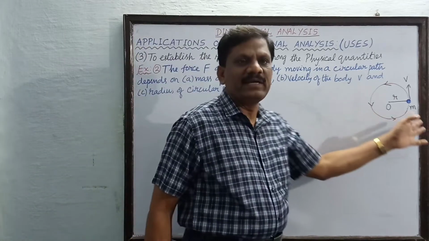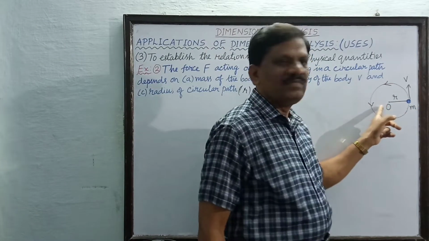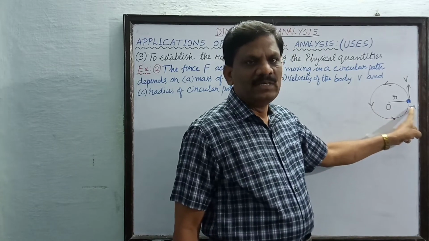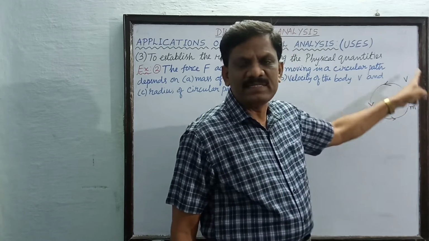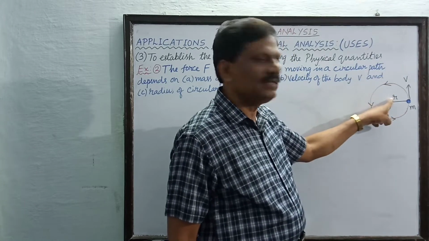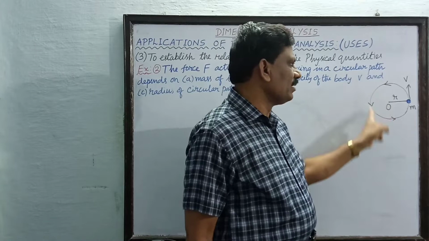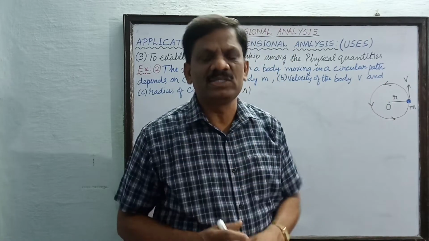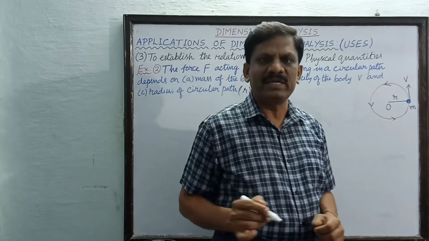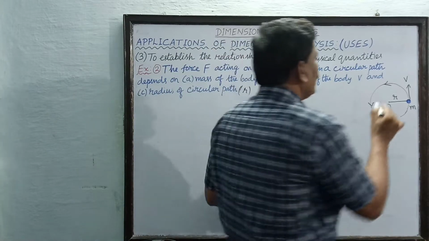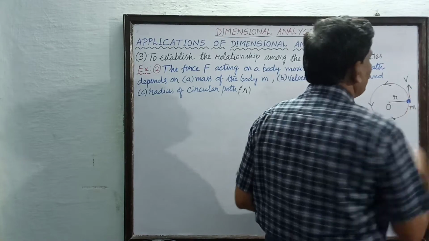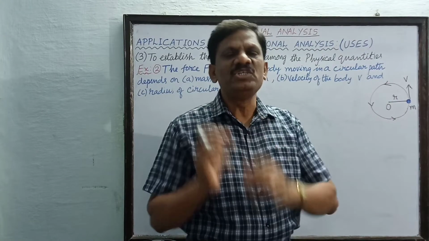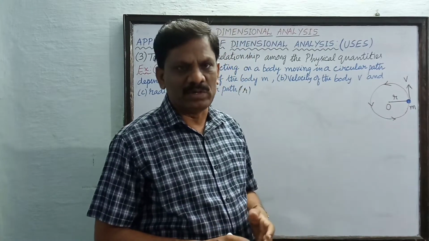Now look at this diagram. O is the center of the circle and a particle of mass m is revolving in an anti-clockwise circular path of radius r. In a circular path the direction of the velocity is continuously changing. To find the direction of velocity, we have to draw a tangent. At every point, the tangent gives the direction of the velocity, where its magnitude is v. I will take its magnitude only.